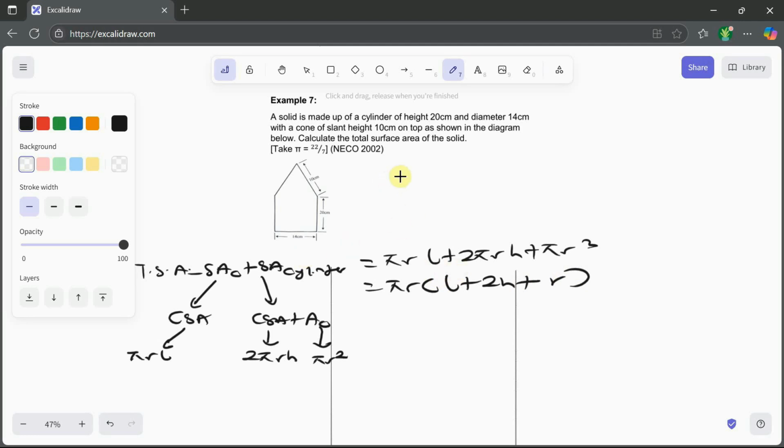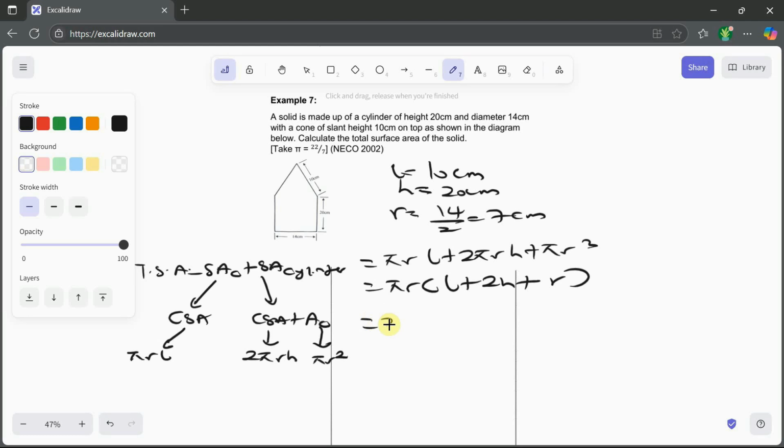Now we know that our L is the slant length of the cone, which is 10 centimeter. H is the height of the cylinder, since the 2 pi R H is coming from the cylinder, and the height of the cylinder is 20 centimeter. And then our R is the radius. They give us the diameter here, 14, so that will be 14 divided by 2, which is 7 centimeter.